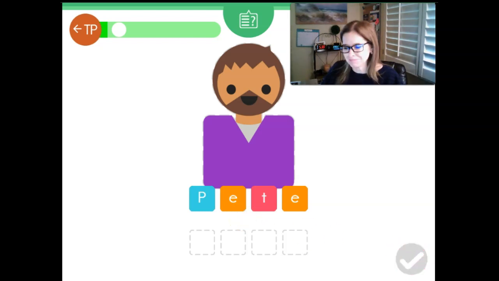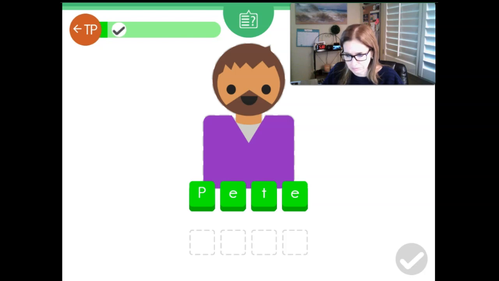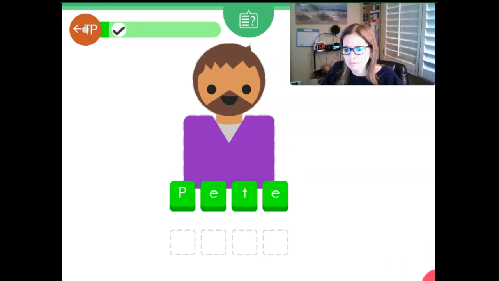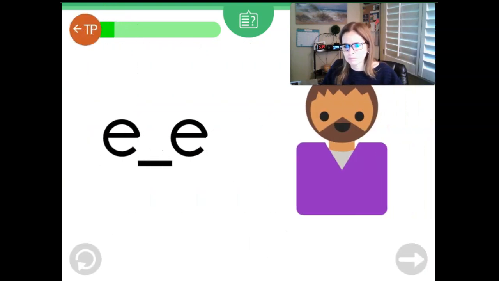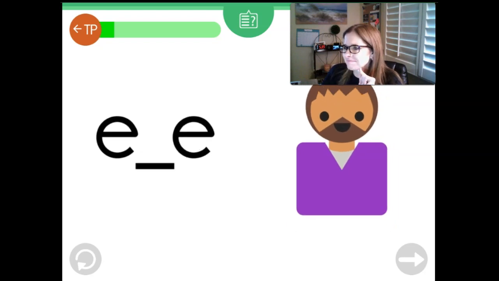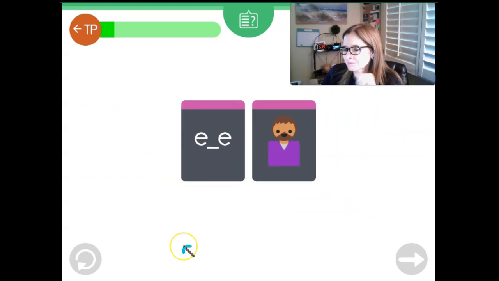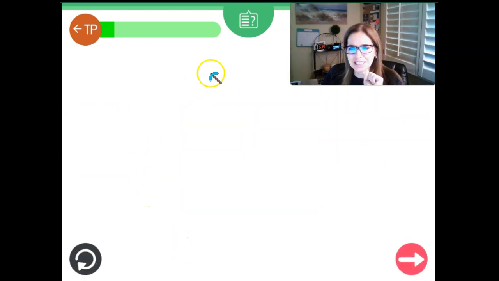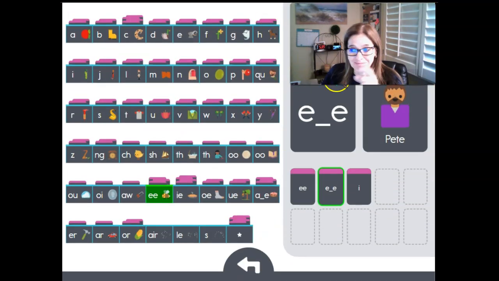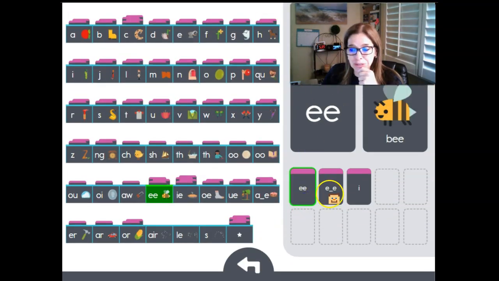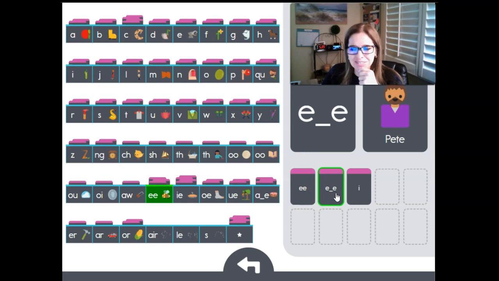We call it flexit. Pete. The sound in Pete says E, E, E. Pete, E, E, E. So do you think we got a new sound? Let's check. I don't think we got a new sound. We just got another spelling for the E sound.